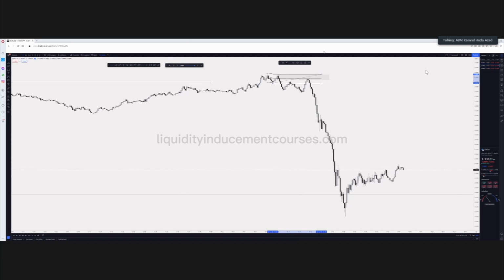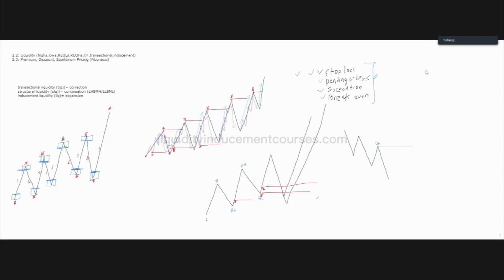Yeah. So you guys see how it all works now, yeah? Good. That is what liquidity is all about. Liquidity is not equal highs, equal lows, or relative equal highs or relative equal lows. There is nothing, absolutely nothing relative in the market.